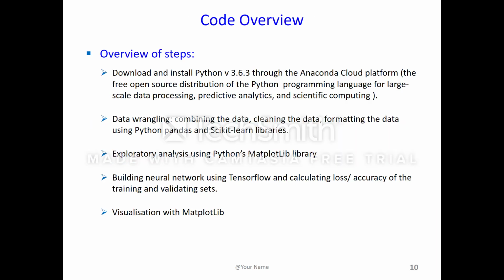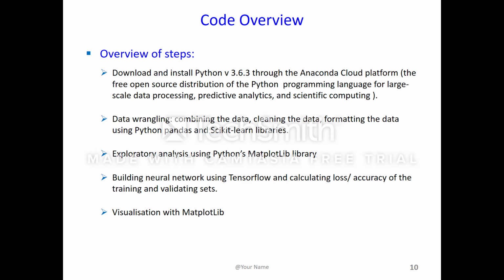Overview of the analysis. I started by downloading and installing Python version 3.6.3 through the Anaconda Cloud platform, which is a free open source distribution of the Python programming language for large-scale data processing, predictive analytics, and scientific computing. I then proceeded to clean my data, map it, unzip it, and format it using Python.